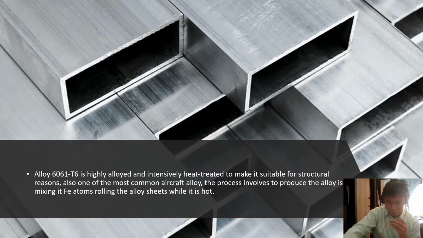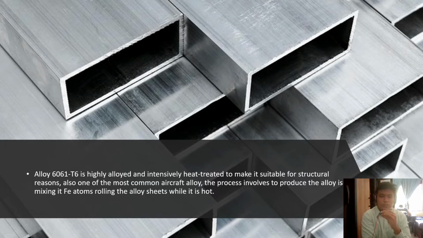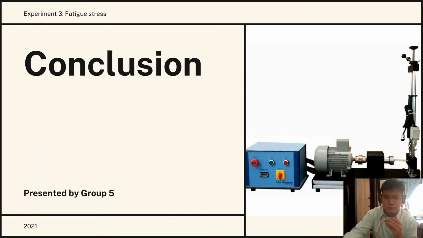For our experiment, we use aluminum alloy 6061-T6. It is a strong aluminum alloy mixed with ferroatom, a highly alloyed and intensely heat-treated material suitable for structural purposes. It's also one of the most common aircraft alloys. The process involved to produce this alloy is mixing with ferroatom while rolling the alloy sheet while it's hot.